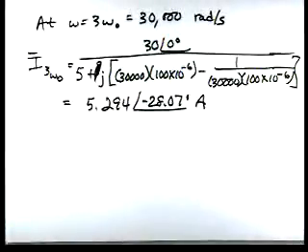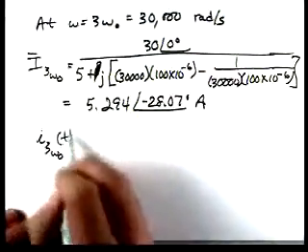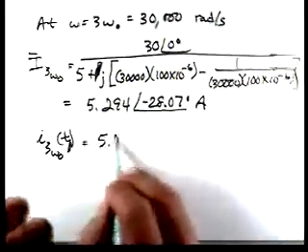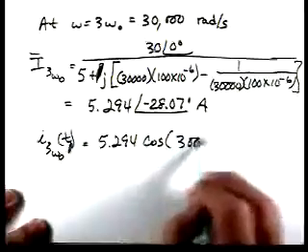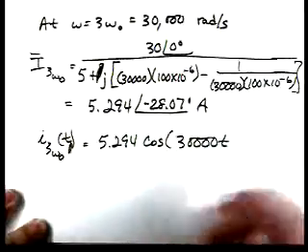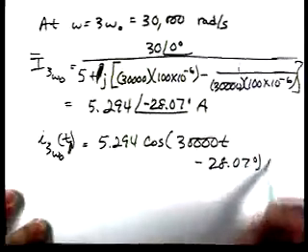And if we convert that over to the time domain, I have i of 3 omega naught of t then is 5.294 cosine 30,000 t minus 28.07 degrees amps.